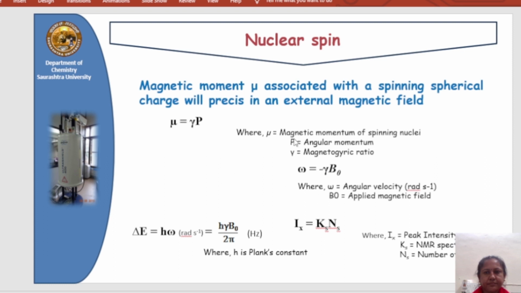What is angular momentum? Angular momentum can also be represented as omega. Omega is nothing but minus eta into B0, where B0 is the strength of the applied magnetic field. Now what is delta E? We have already seen that. Delta E is the difference of the energy. Delta E is nothing but h into omega, where omega is the angular frequency. Now put the value of omega for 360 degrees: h into eta B0 upon 2 pi. Here h is the Planck constant and I means the spin quantum number. Ix is equal to Ks ns, where Ks is the NMR spectrum constant and n is the number of nuclei.